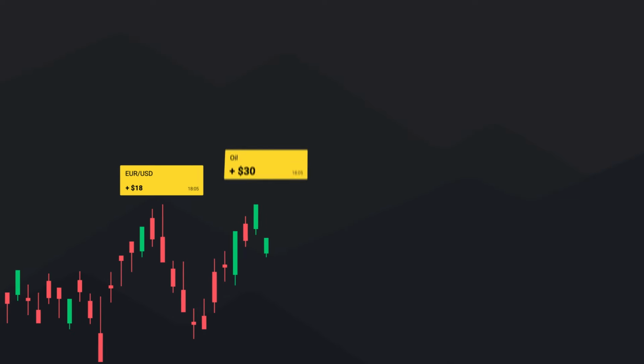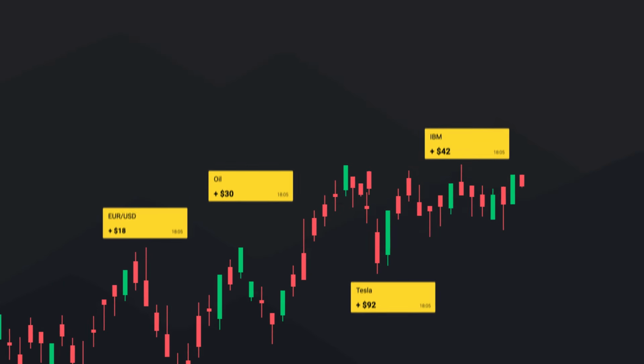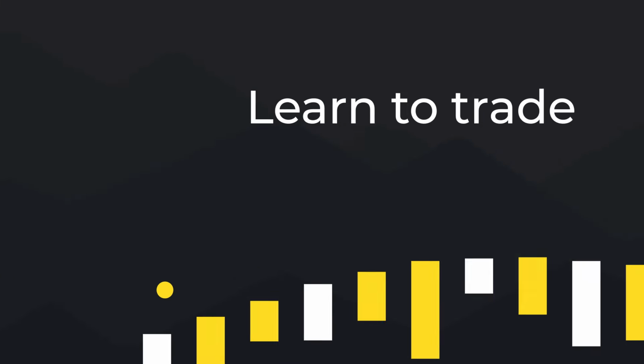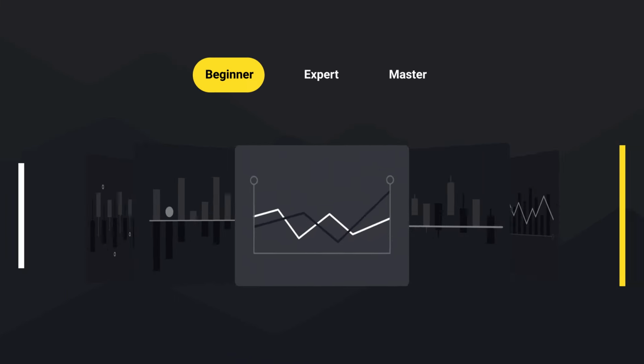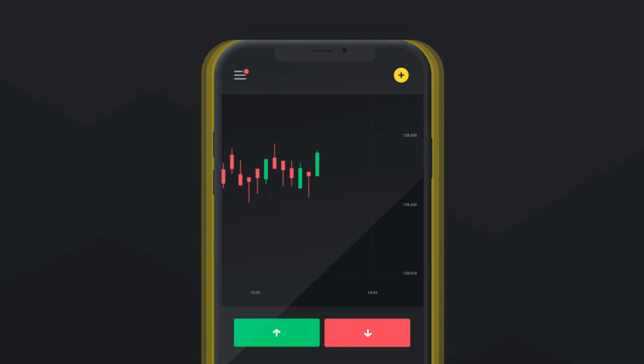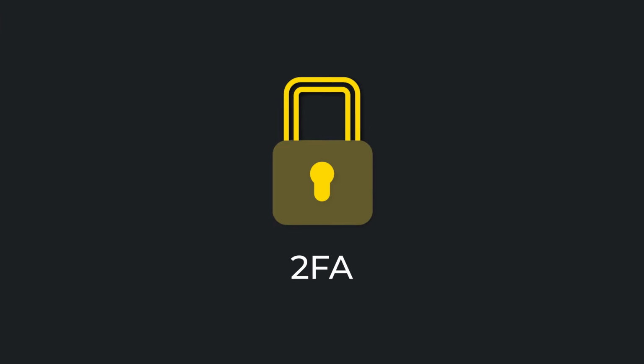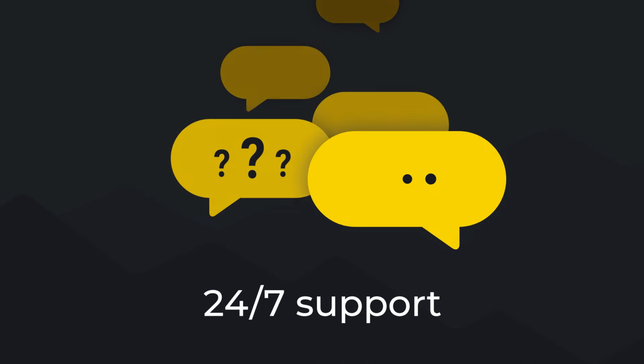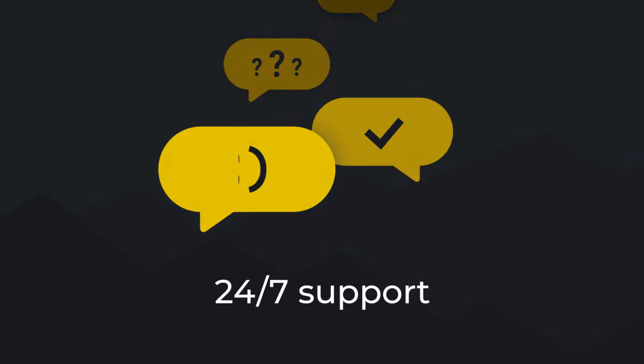Also, earn profit in just 5 seconds with the new 5SD mechanics. Improve your trading skills by using our educational materials. Work on any device in more than 10 languages. And turn on double protection of your data using the 2FA security system. If you need help, feel free to contact our support team, which is available 24/7.